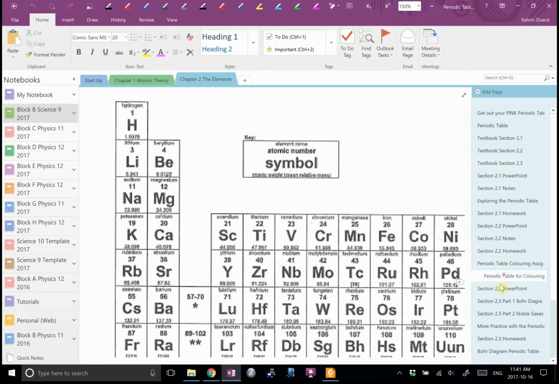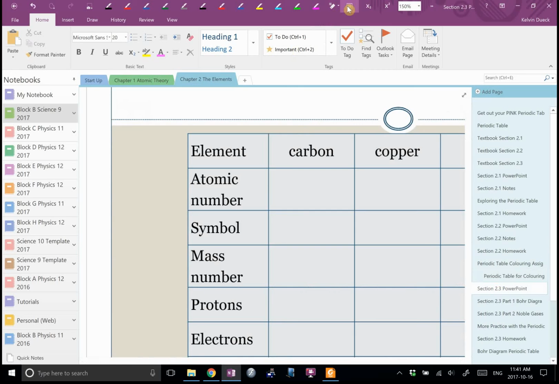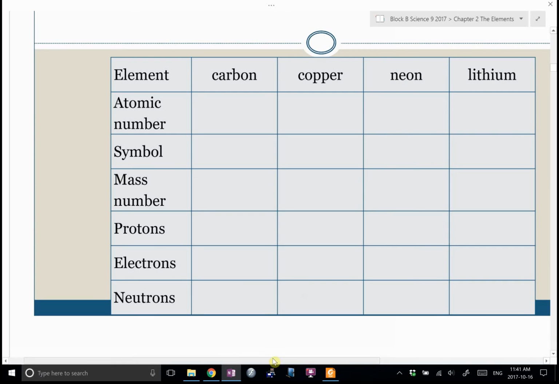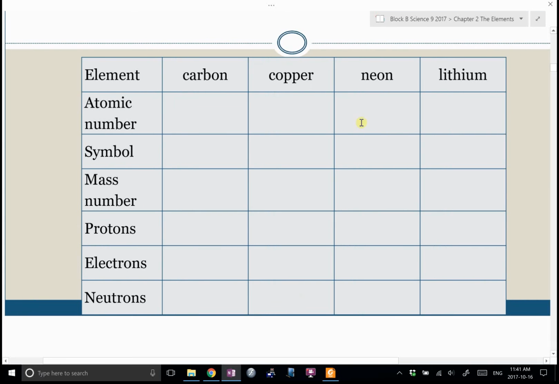Oh, lost the rest of my PowerPoint. Why does that happen sometimes? Let's come back. There we go. So you have a little chart. We're going to do carbon together. And then for the remainder of class, you're going to fill this in for copper, neon, and lithium, and we'll quickly mark it at the end of class. So you ready? Paying attention? Okay, you with me now, though?